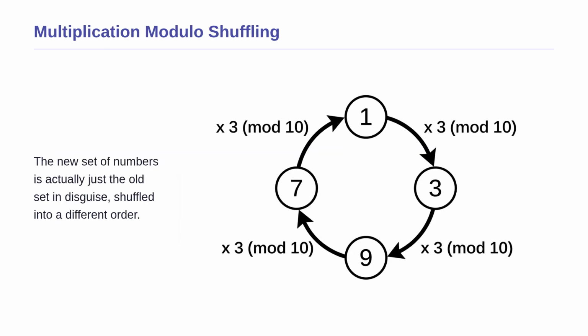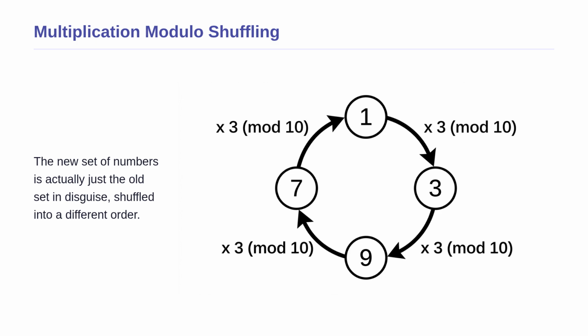Let us visualize what just happened to our set. Here we see a diagram representing multiplication modulo 10. Using our earlier example where the base was 3, the circles contain our original co-prime numbers 1, 3, 7 and 9. When we multiply each by 3 and take the remainder modulo 10, 1 becomes 3, 3 becomes 9, 9 becomes 27, which reduces to 7, and 7 becomes 21, which reduces back to 1.